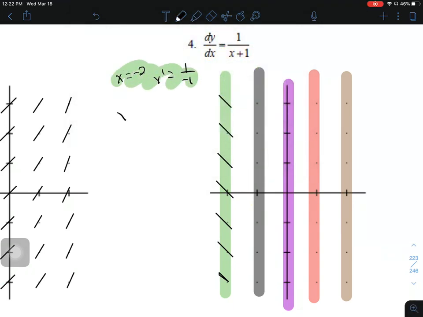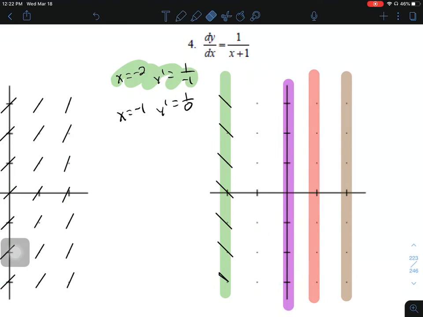What about when x is -1? Well, if x is -1, we're going to have 1 over 0, which is undefined. And I've seen this both ways. I've seen this undefined being there's nothing there, like you don't graph anything. And then other times I see them graphing these verticals. I think both are acceptable.